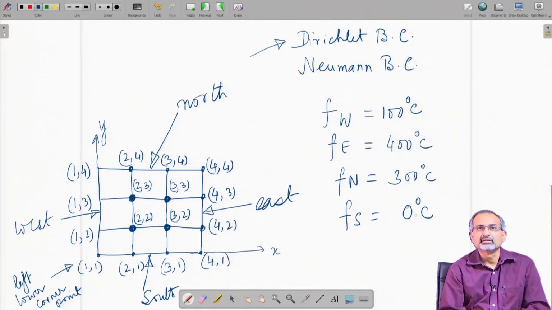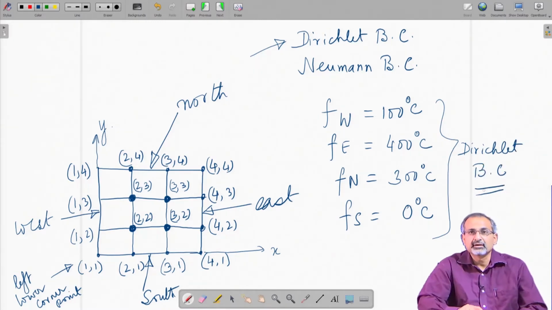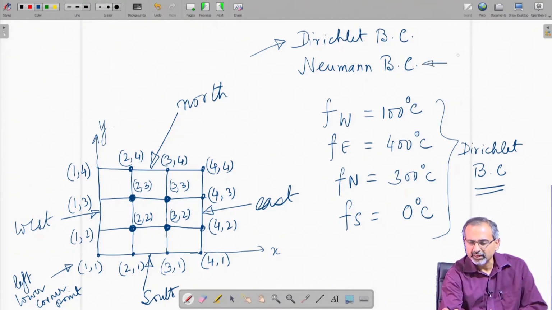So, these are the boundary conditions that we have on the 4 boundaries, and as is evident, this is Dirichlet boundary condition, because you are defining the value of the function f directly at the boundary. You are not defining it in terms of a derivative. So, if it was a derivative, you would have talked about the Neumann boundary condition. Here you talk about the functional value itself.